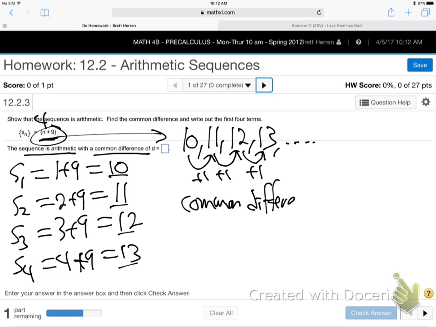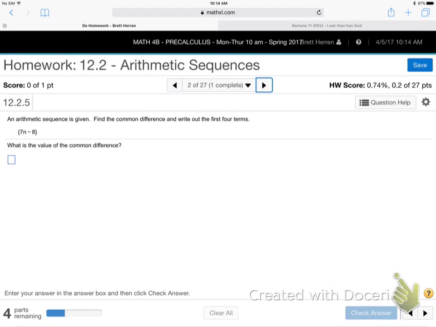The common difference, the difference from term to term, is positive 1, isn't it? It's in common. It's always a jump of 1. Like that. There's a part 2 there. Quick questions on that one? Good. Okay. All right, let's try this one.